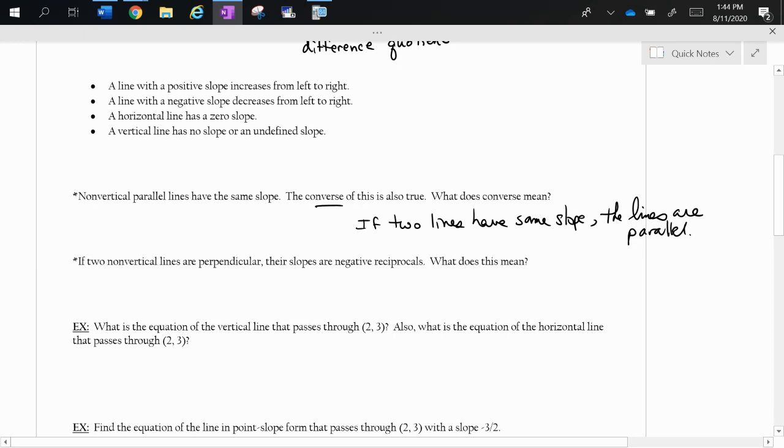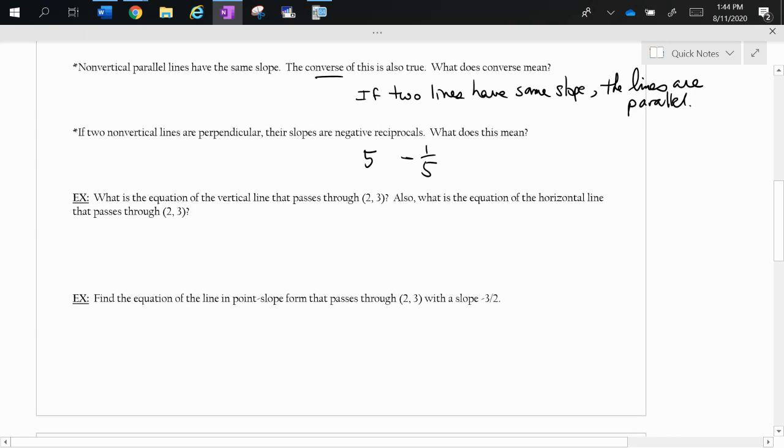And if two non-vertical lines are perpendicular, then their slopes are negative reciprocals. What does that mean? Negative reciprocal. The negative reciprocal means opposite sign and flip the fraction. We remember that. That perpendicular lines have slopes that are negative reciprocals. Okay, so we can look at this example.